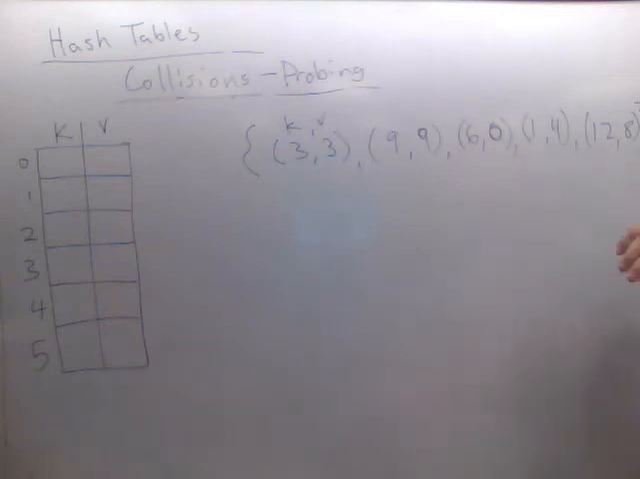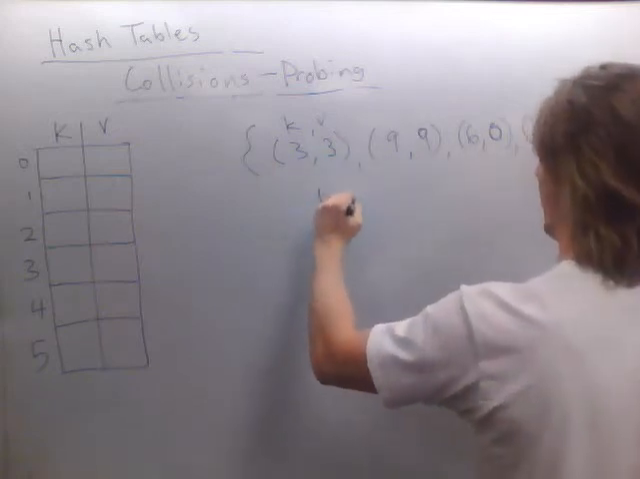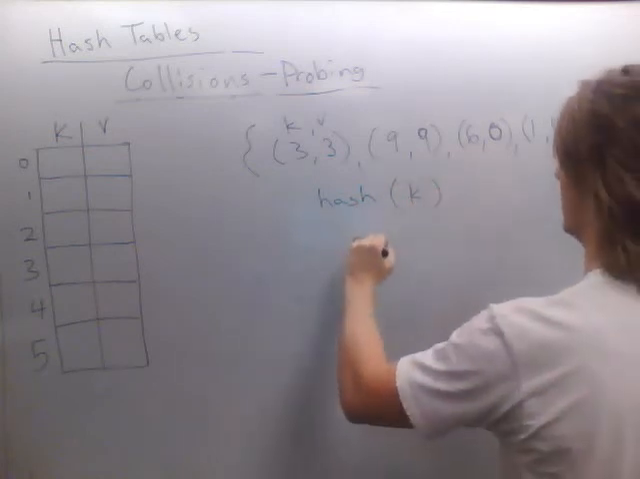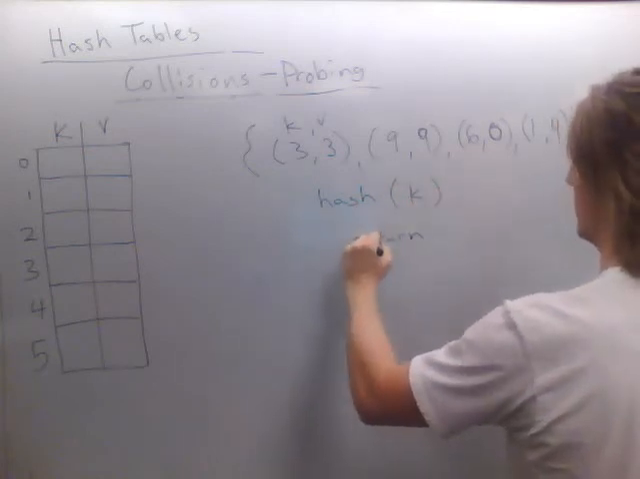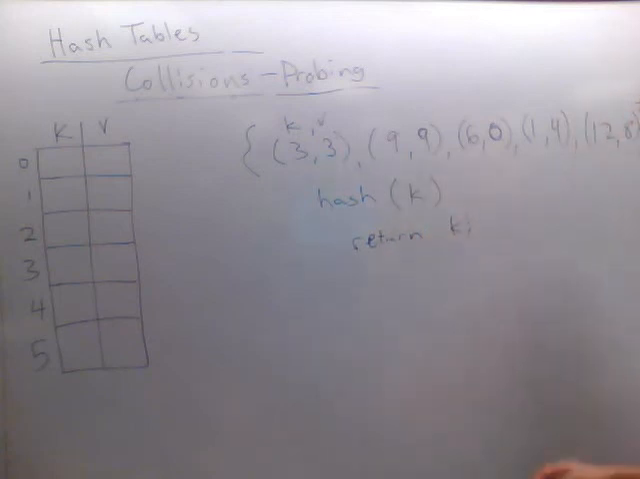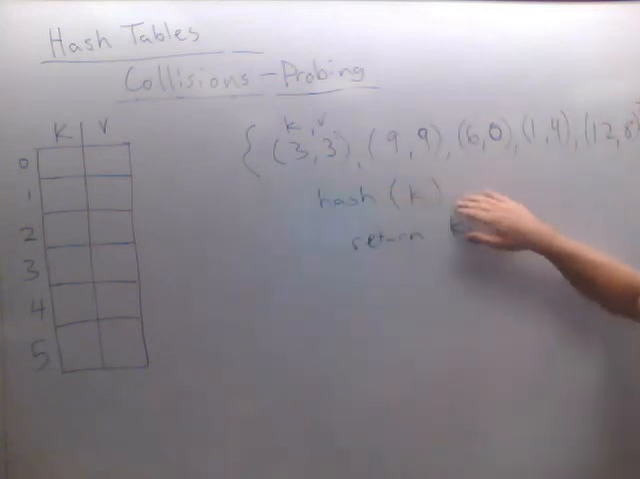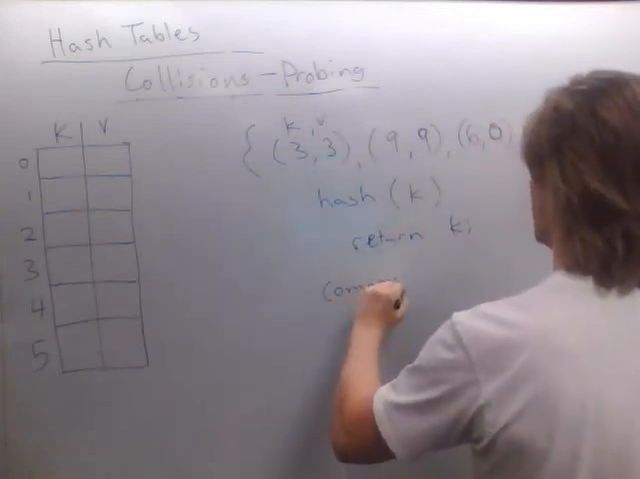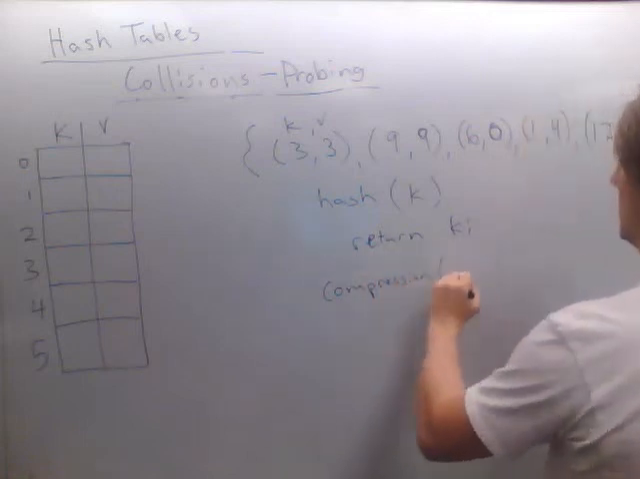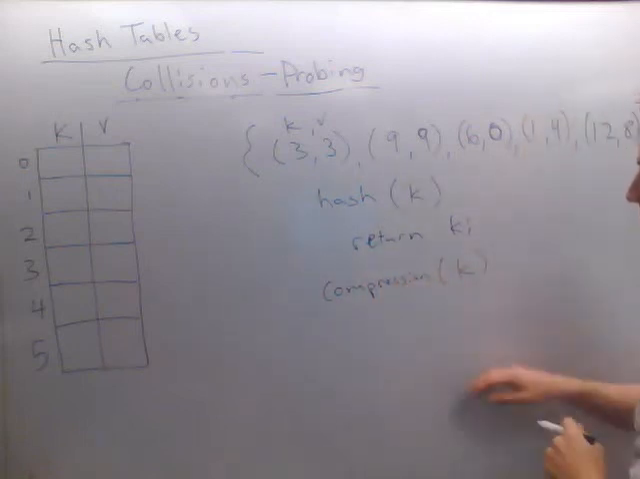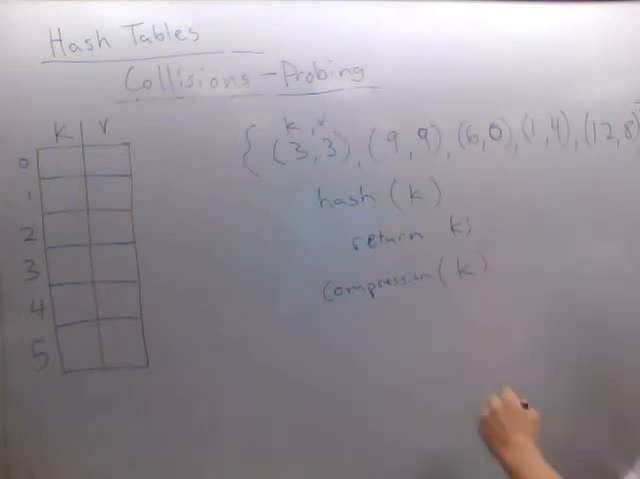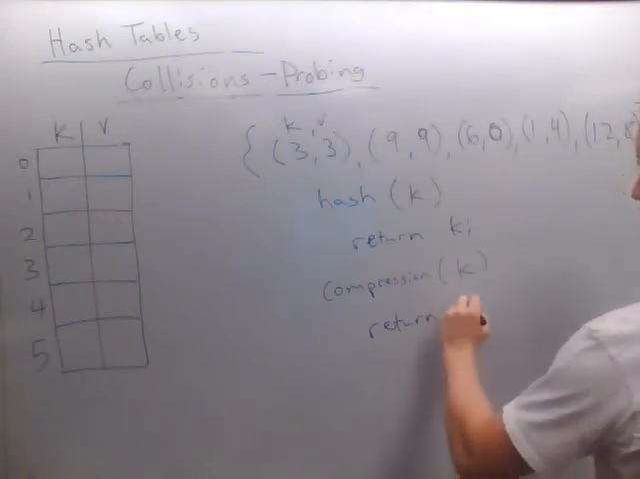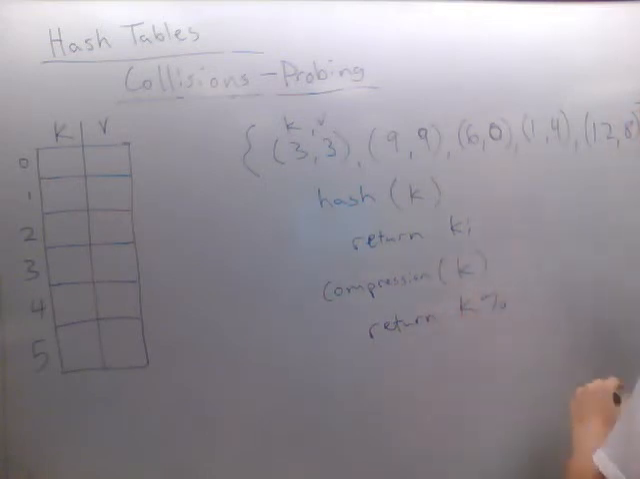So let's say my hash function, hash of my key, is just going to return my key. So when I pass in 3, it's just going to return 3 back. And compression of whatever I pass in, we're just going to return that value mod the length of the table.